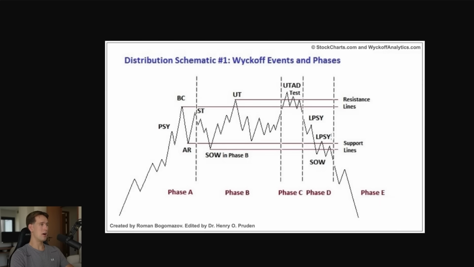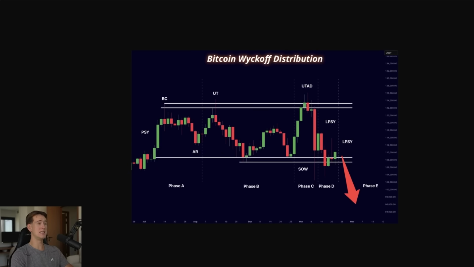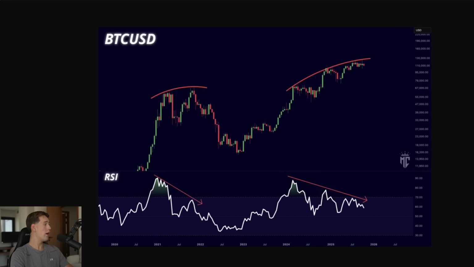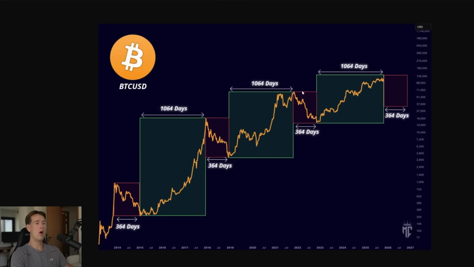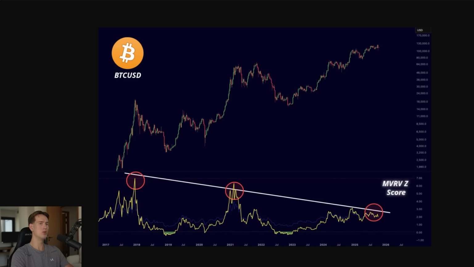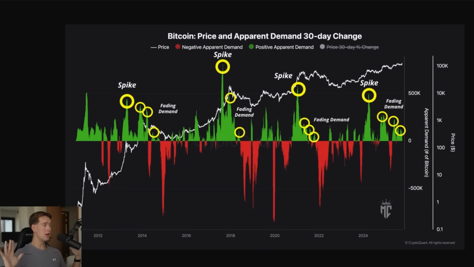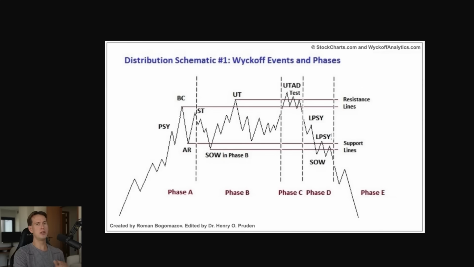However, definitely, in my opinion, it is no coincidence that this distribution pattern has been getting created at the end of the 4-year cycle, while momentum is weakening, while it looks like this cycle could be over again on the 4-year cycle theory, and the on-chain indicators have all been getting exhausted. So in my opinion, this is no coincidence. This is definitely something we should be aware of and we shouldn't take lightly.